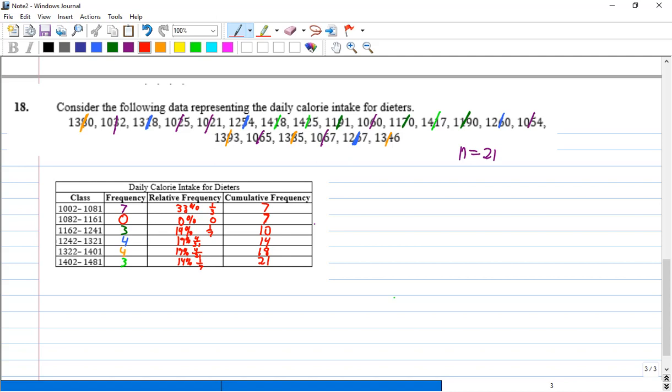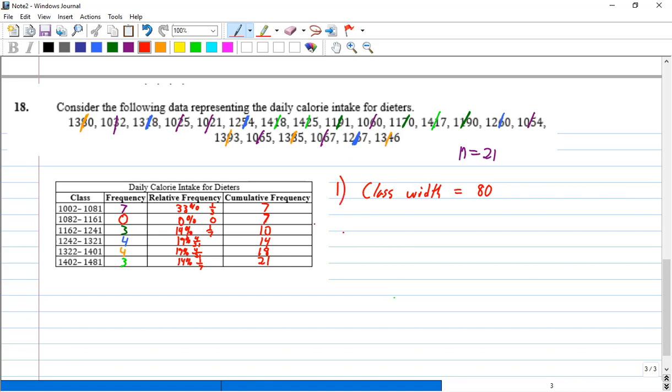All right, so now, determine the class width. Remember how to do the class width? We take any two consecutive lower class limits or any two consecutive upper class limits and subtract. So just do the lower class limits: 1082 minus 1002. So the class width is equal to what? 80. Very good.